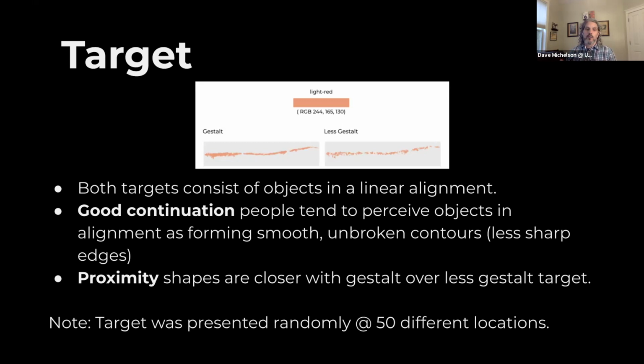The second part is proximity: shapes that are closer together will appear to be together more than ones that are further apart. Our Gestalt target definitely is closer than our less Gestalt one. I've actually measured that, so I know that that's true. To ensure that people didn't learn the location, the target was placed randomly at 50 different locations, and it just depended on which one you randomly got. You answered yes or no to the target being there.